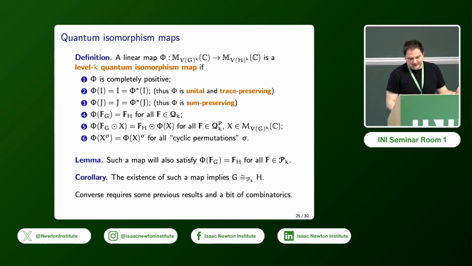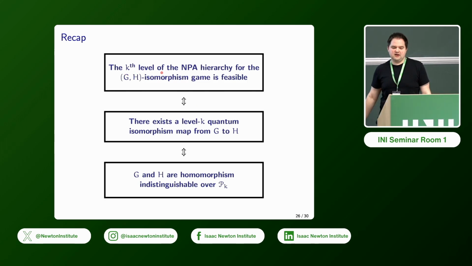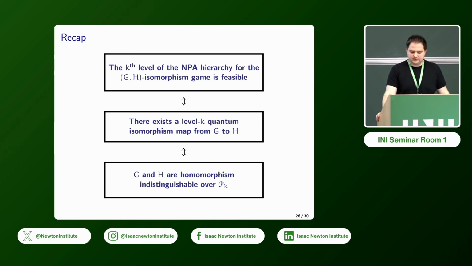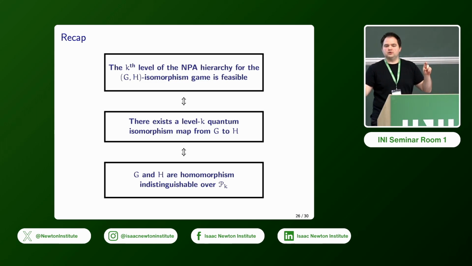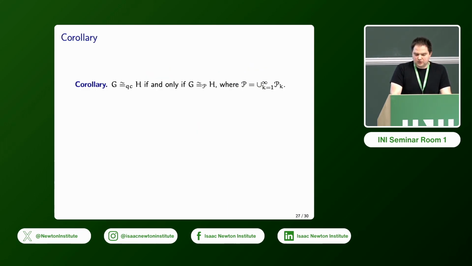So this way we arrive at the originally stated theorem: for the kth level of the NPA hierarchy for the GH isomorphism game, the kth level is feasible if and only if there is this level K quantum isomorphism map, if and only if G and H are homomorphism indistinguishable over PK. And as a corollary, we also get the result of Laura and David, and so this is somehow from the convergence of the NPA hierarchy.